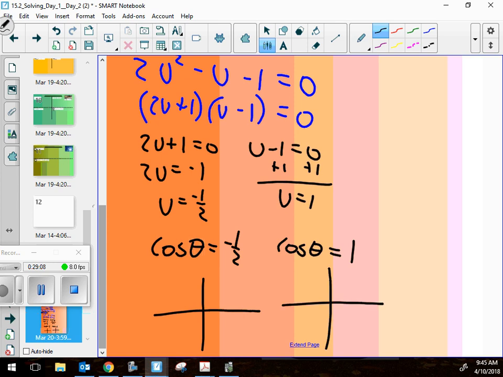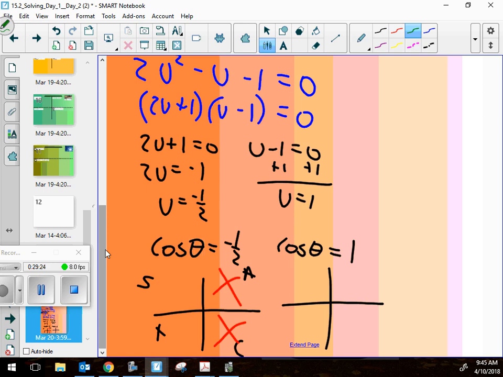I'm going to finish this one because I've gone this far with it. May as well finish it. This is part of your homework. This is one of your homework questions. Where's cosine negative? Well, cosine's positive here and here, so it can't be there.